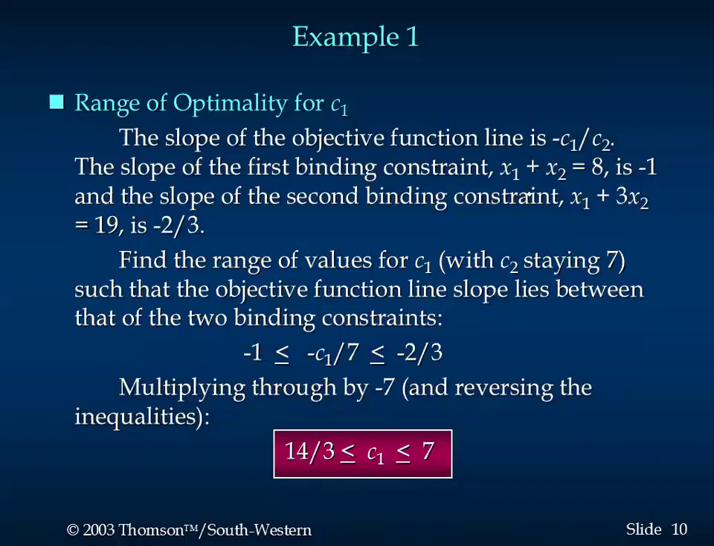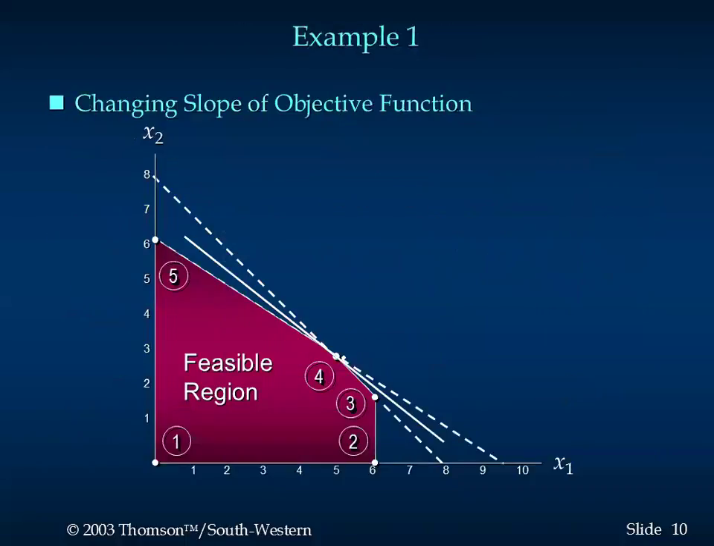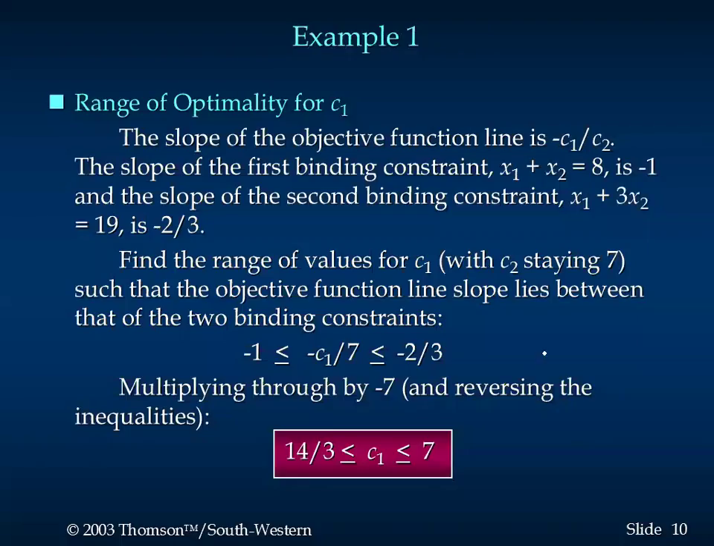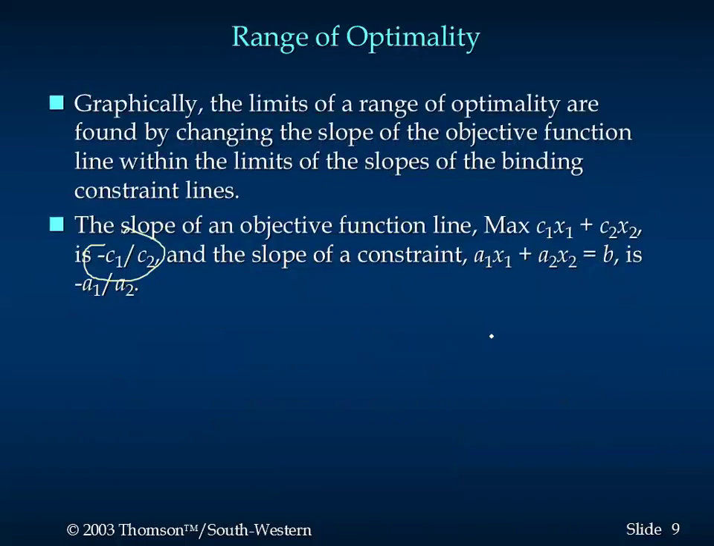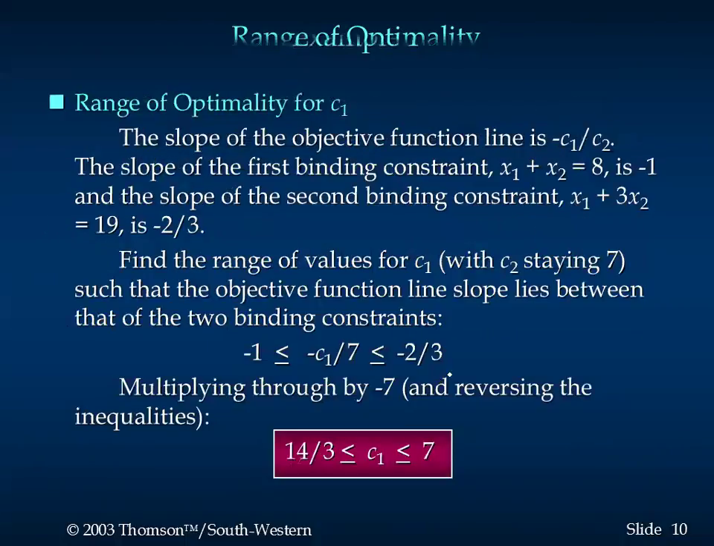So for example, in this case, the two binding constraints are the x1 plus x2 less than or equal to 8 constraint, which has slope minus 1. Okay, slope there is minus 1, and the other one is x1 plus 3x2 less than or equal to 19, and the slope there is minus 1 by 3. And so the slope of our isoprofit line, that is minus C1 by C2, must lie between these two slopes.